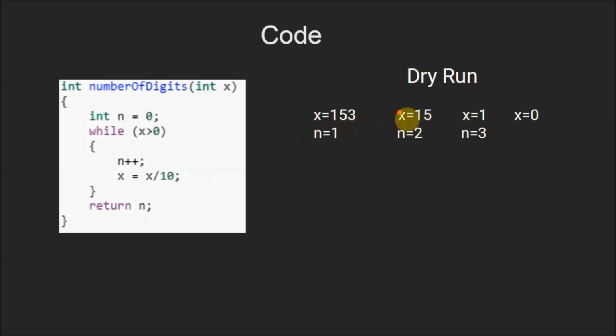As x is now also greater than 0, n will again be incremented by 1, n will become 2. Now x will again be x divided by 10, so 15 divided by 10, x will become 1. Now as x is greater than 0, n will again be incremented to 3. Now the value of x will be 1 divided by 10, so it will become 0. As x is not greater than 0 now, the control will exit the while loop and the final value of n, that is 3, would be returned by this function.